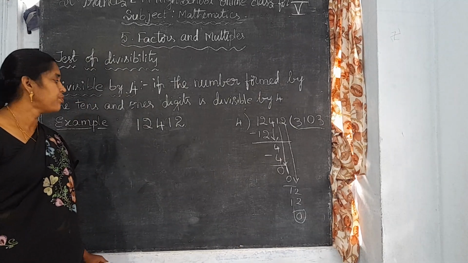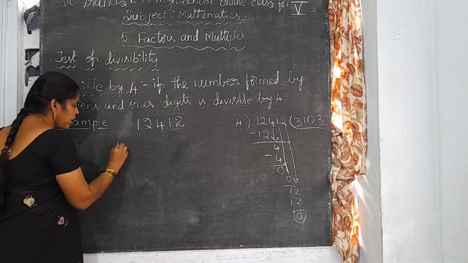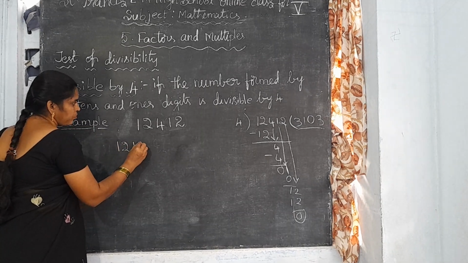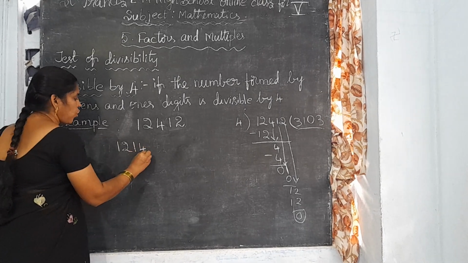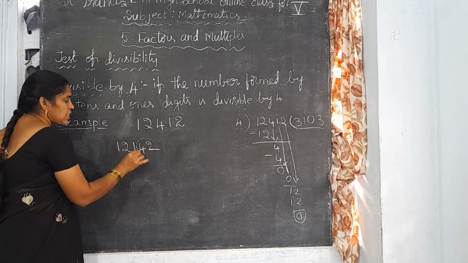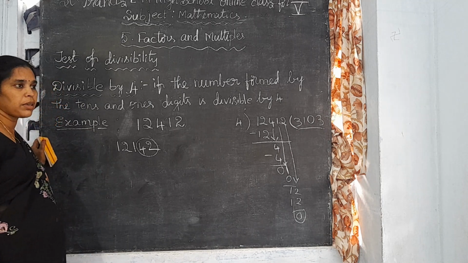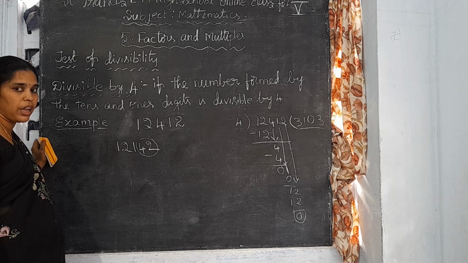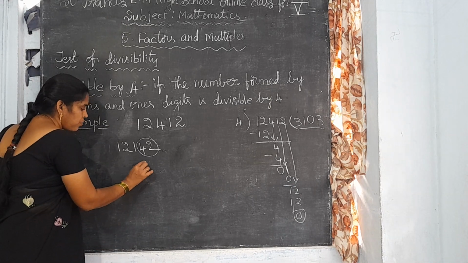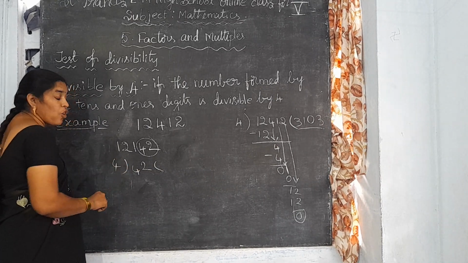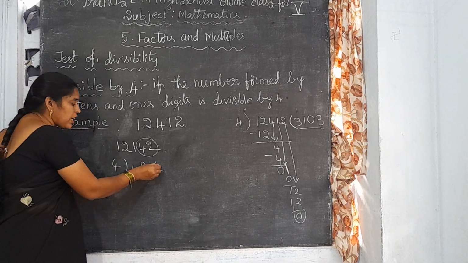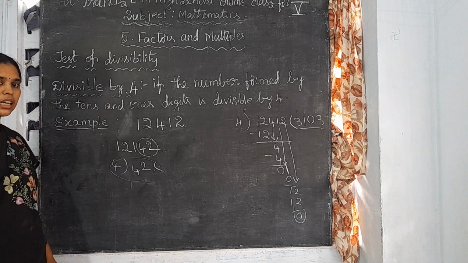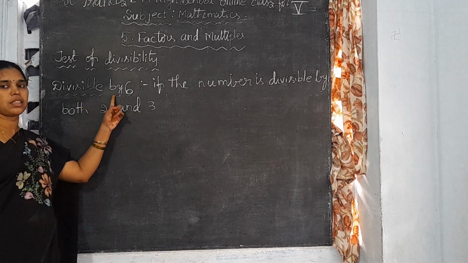Is it clear, children? Now suppose another number I am taking, the second one, 142. What are the last two digits? That means the tens place digit and ones place digit make 42. Is 42 divisible by 4? 4 tens are 40, 4 elevens are 44. So it is not divisible, so the number is not divisible by 4. Is it clear, children?